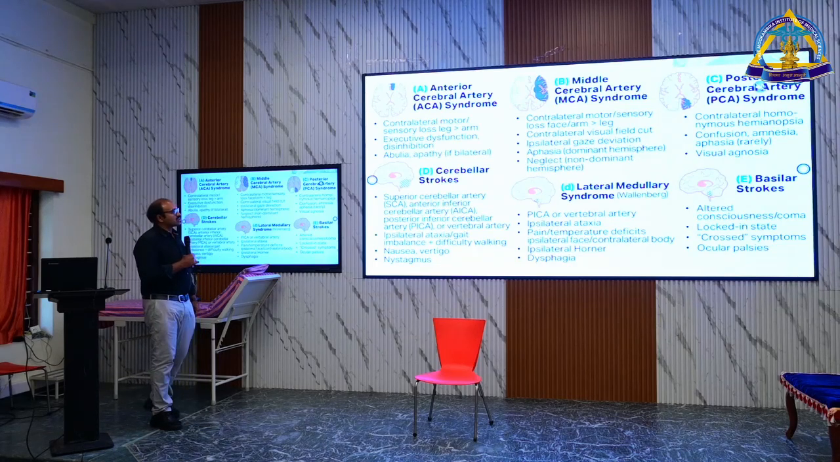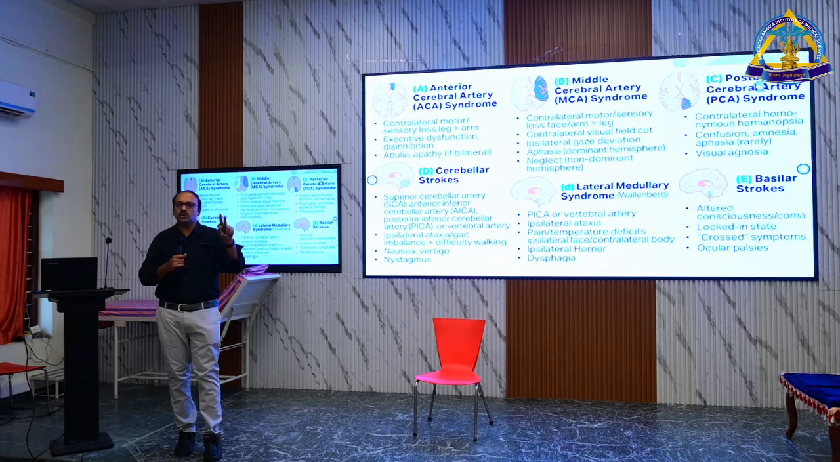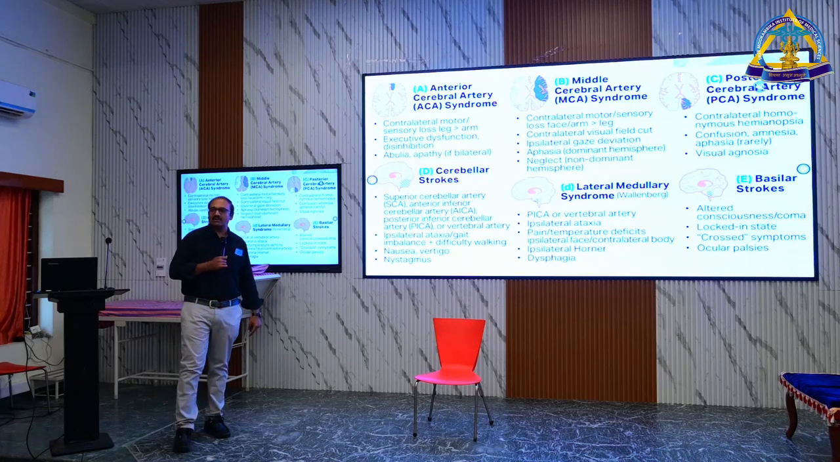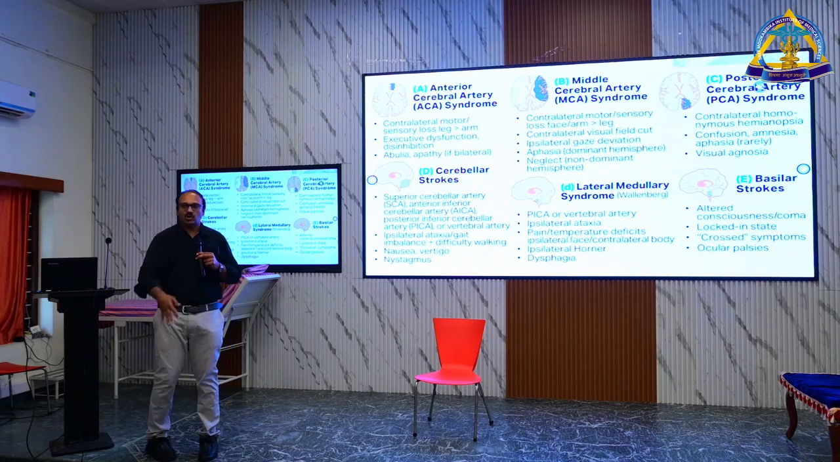We can just go through the salient points: anterior sublateral syndrome and some others. These are the salient points, so you need not learn everything on this slide by heart. Remember only one or two points. Anterior sublateral syndrome, what is the main point? You get contralateral leg weakness with urinary incontinence.